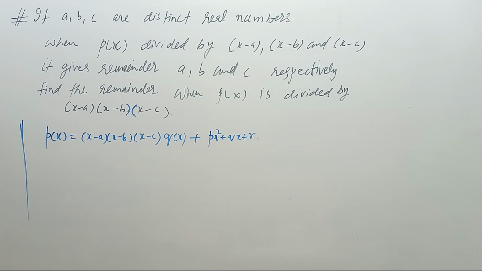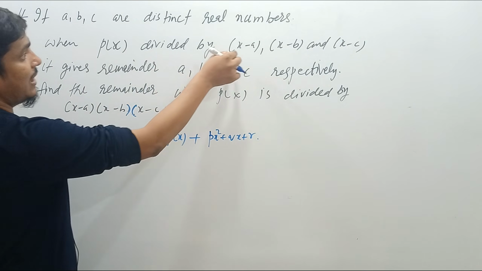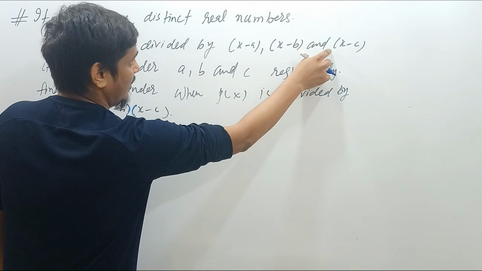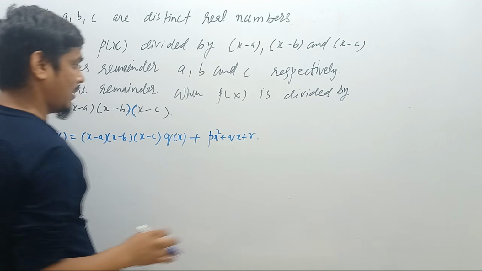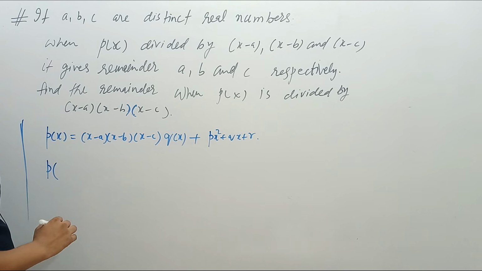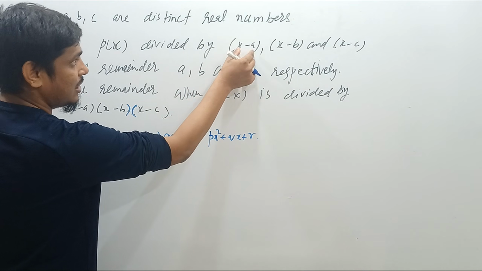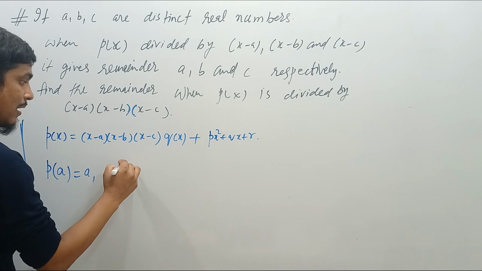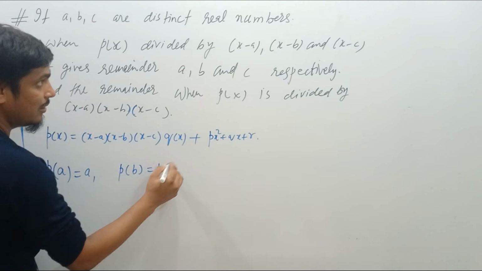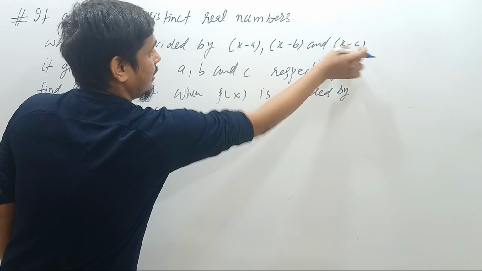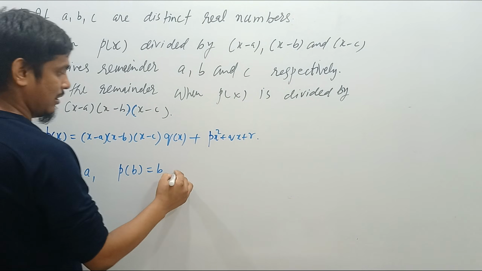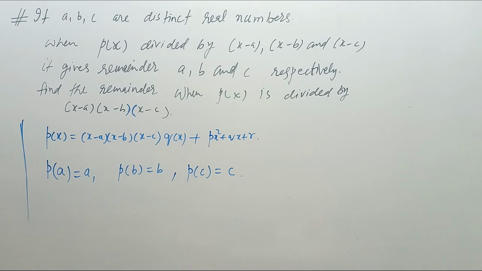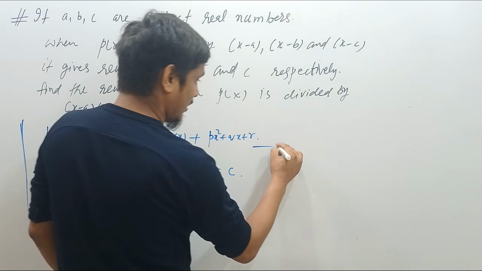Now, in the given question, when p(x) is divided by x minus a, the remainder is a; when divided by x minus b, the remainder is b; and when divided by x minus c, the remainder is c. So with the help of the remainder theorem, at x equal to a the remainder is a, means p(a) is equal to a, and the same way p(b) is equal to b, and at x equal to c the remainder is c. So the value of the polynomial at c is what? c. Okay, now mark this as equation 1.